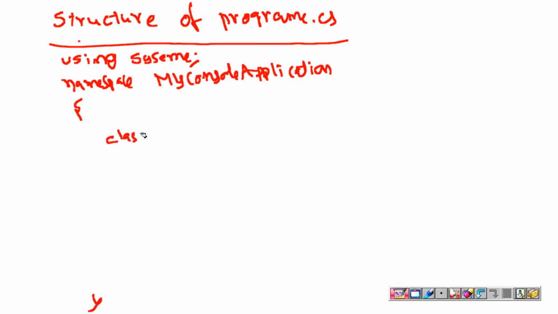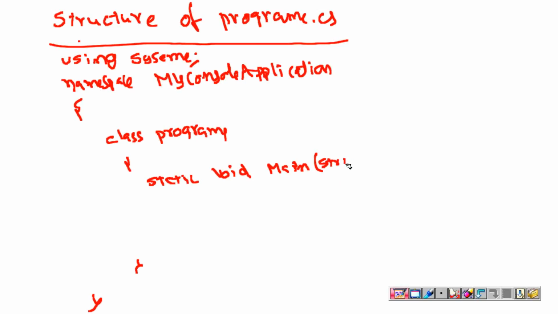Next, class Program, open the brace and close the brace. Static void Main, string subscription operator args, open the brace and close the brace. You can observe.